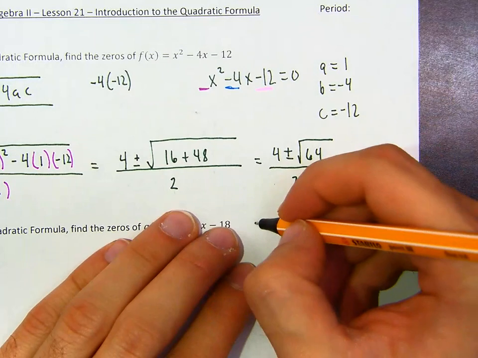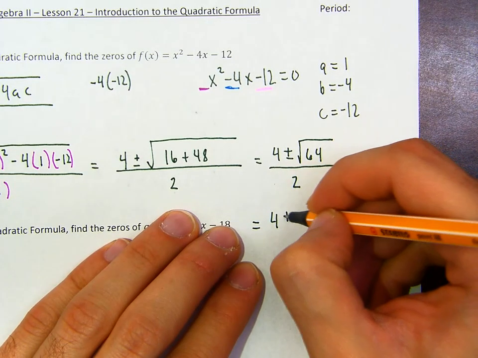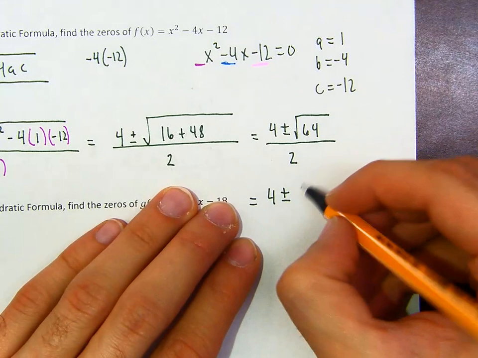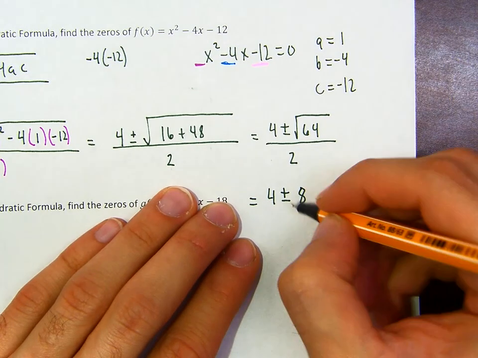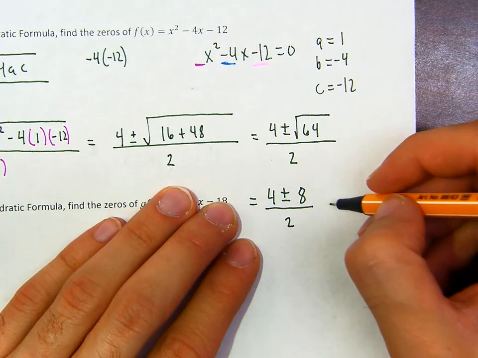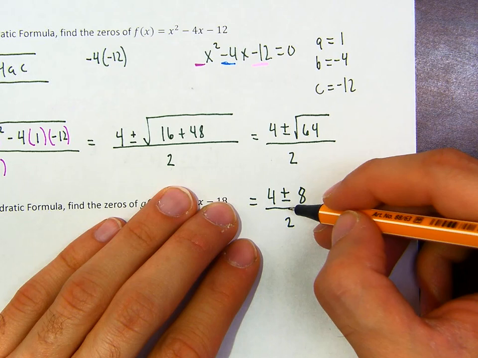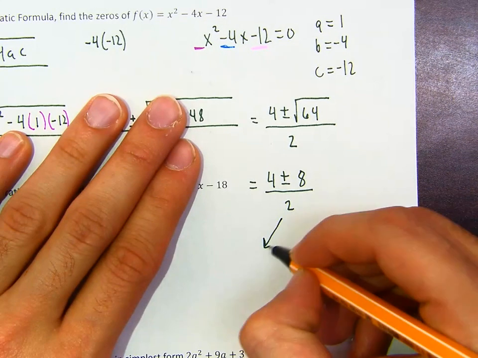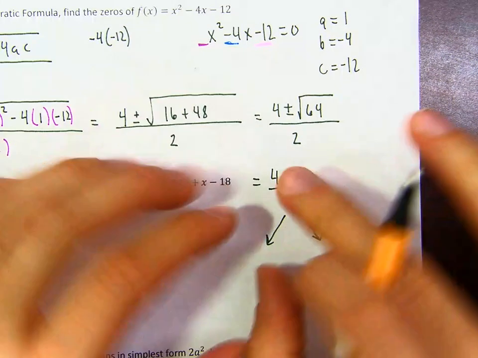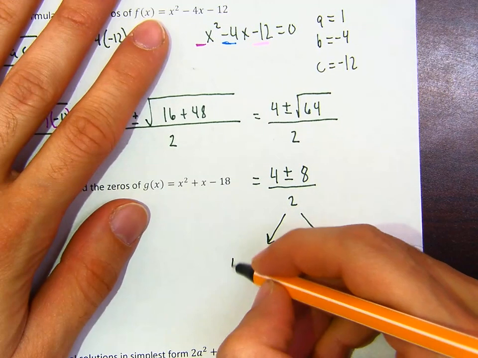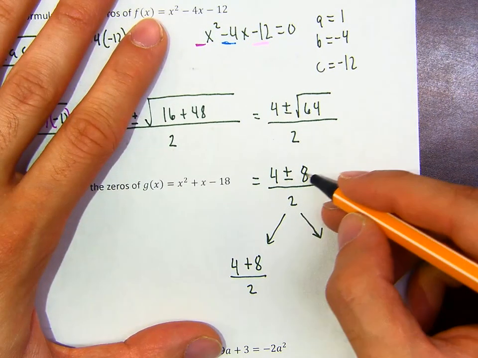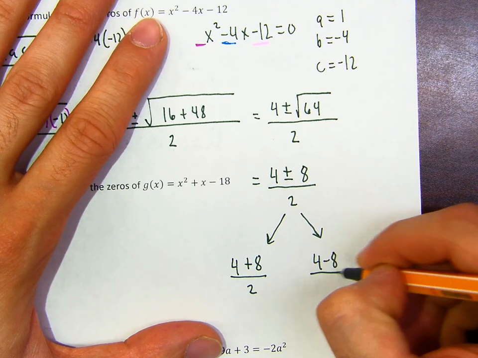Now this is equal to 4 plus or minus. Now what is the square root of 64? It's 8. Okay? And that's over 2. And now you see, once we get to this point, you see how we have this plus or minus? What we have to do is we have to do a split. Okay, so we split it. Here we're going to say 4 plus 8 divided by 2, 4 minus 8 divided by 2.